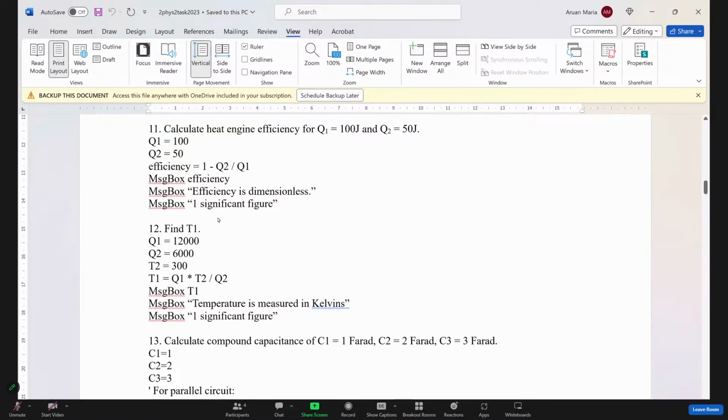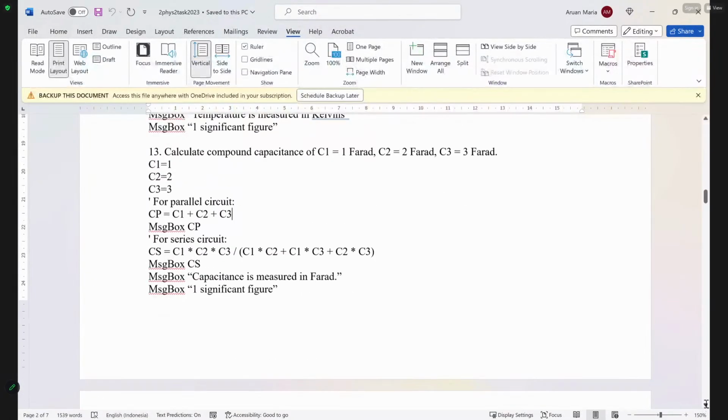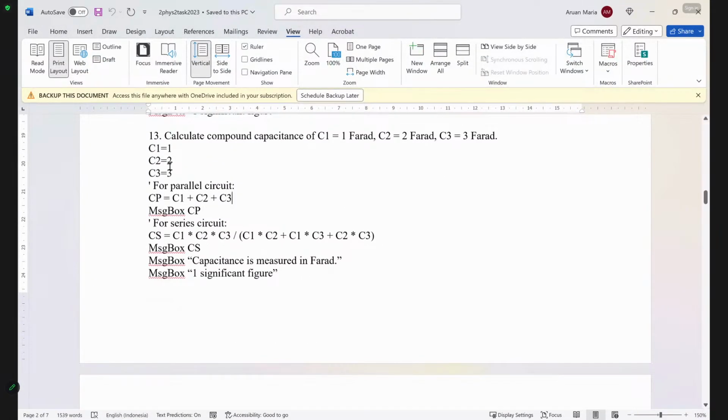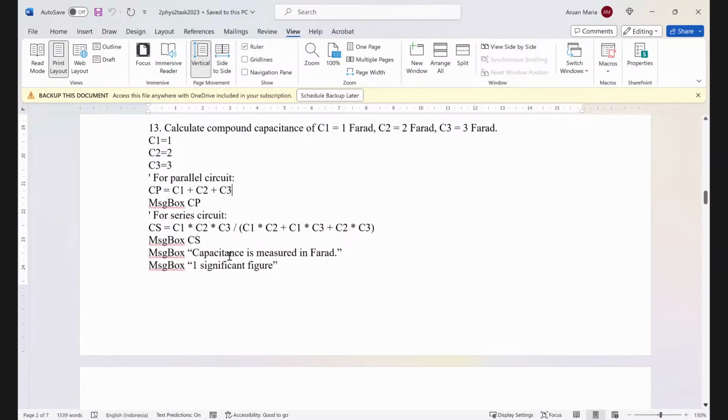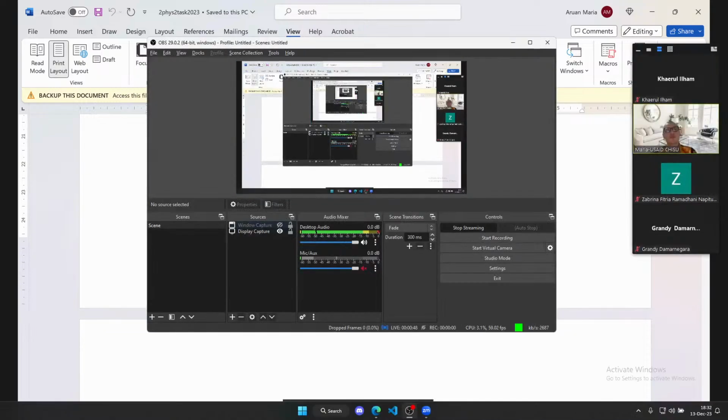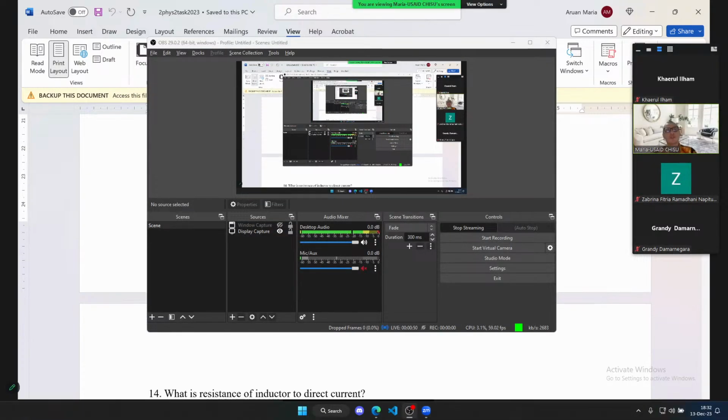Then you find temperature T1 from this equation, in this case measured in kelvins. Please do calculate. And please do calculate the compound capacitance for parallel case and for the case of series. Yeah, obviously it will be 6 farads for parallel case and 0.5 farads for series case.